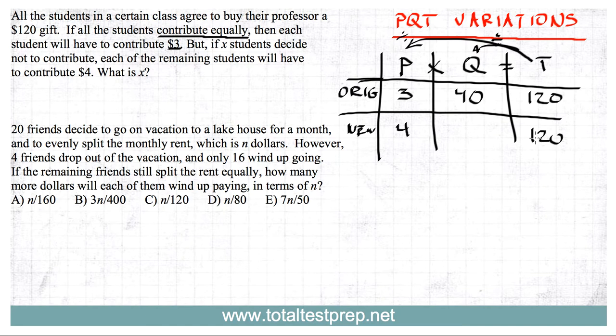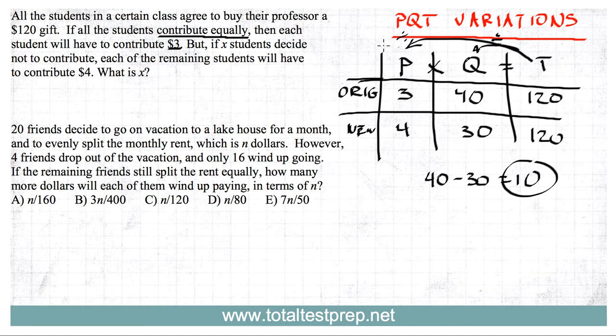And here we can figure out that if everybody's paying $4 and we need to pay for a $120 gift, 120 divided by 4 is 30. And so what we have is 30 people that are going to pay for this gift. The question is, what is X? And X is the number of students that drop out. So if initially 40 people were going to contribute and then it went down to 30, X is 40 minus 30, or 10. So the answer to this first question is 10.